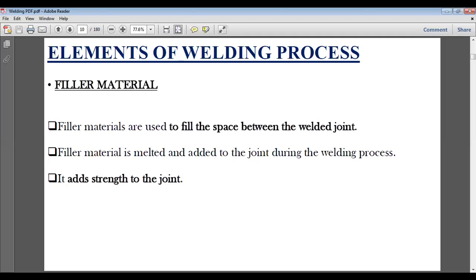This is used to fill the space, and filler metal is also used to add strength to the joint. Extra metal is provided, and this extra metal keeps the two parent metals fused together, and this is the way it provides strength to the joint. So this is the role of filler metal.